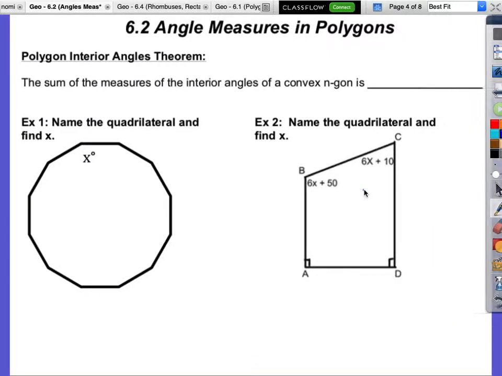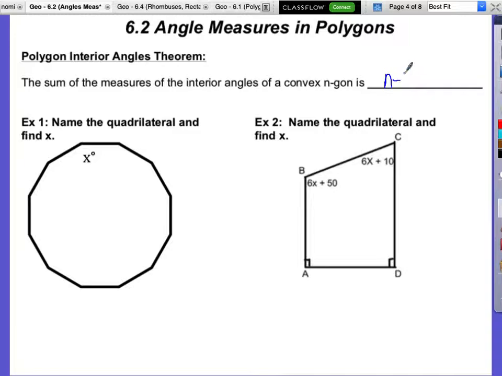So, our polygon interior angles theorem, this is what we just actually talked about. The sum of the measures of the interior angles of a convex n-gon is (n minus 2) times 180. Is it important that I put the n minus 2 in parentheses? Yes, because we do that first.